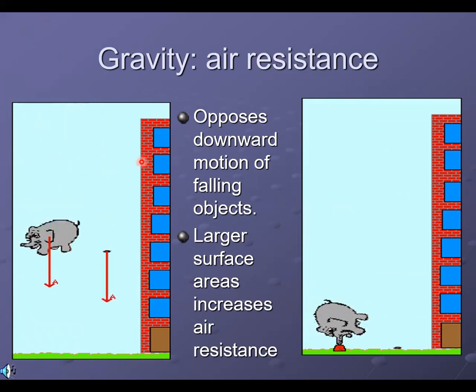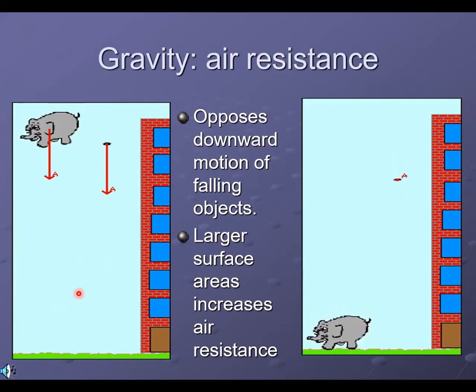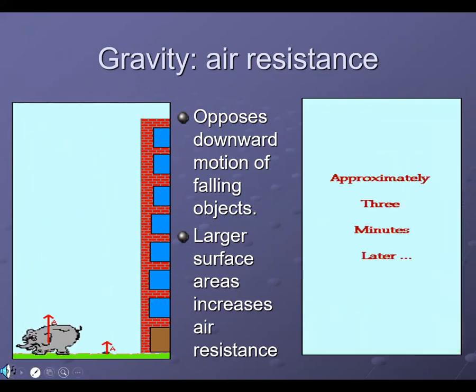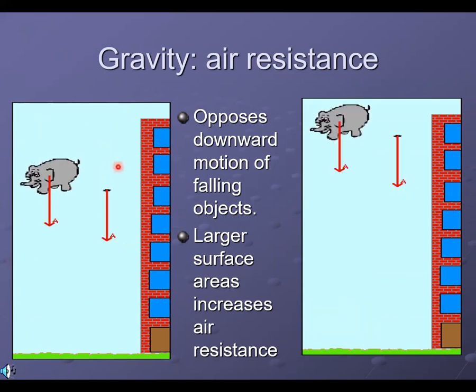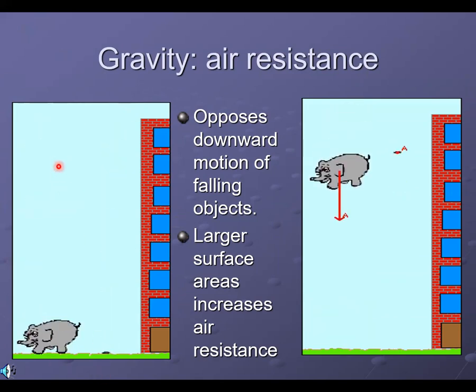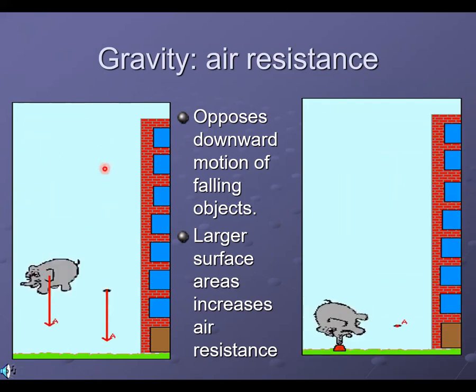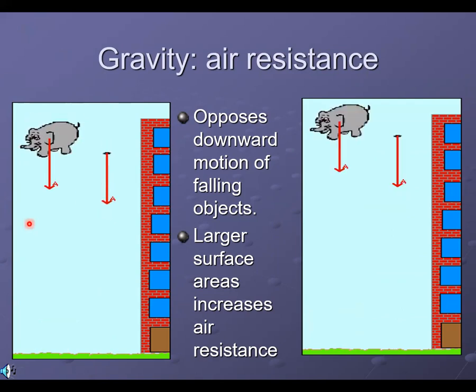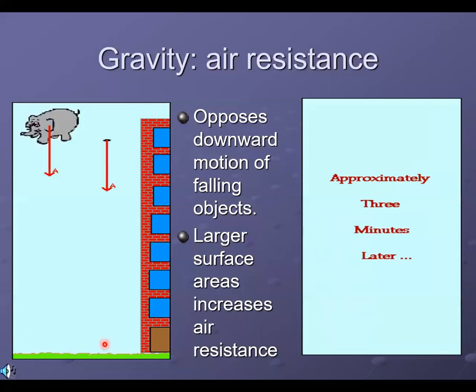So what we have here is two examples. We have this example on the left, and this is one where air resistance does not exist. This is like a vacuum. If you sucked all the air out of the room and you dropped a feather and an elephant, they would fall at exactly the same rate because there is no air resistance slowing them down. So they just fall due to the force of gravity.